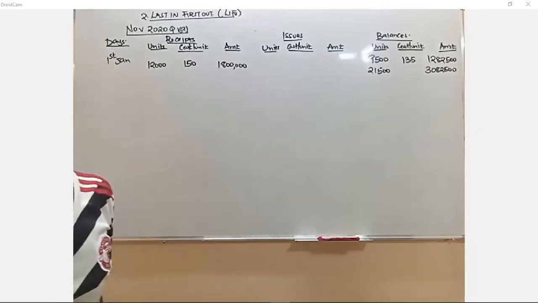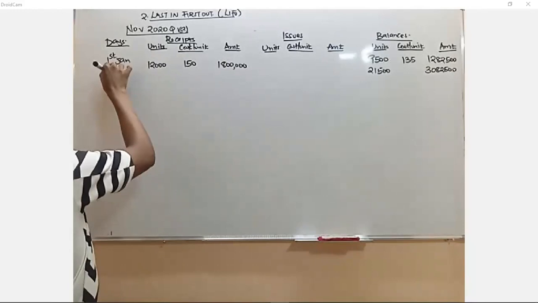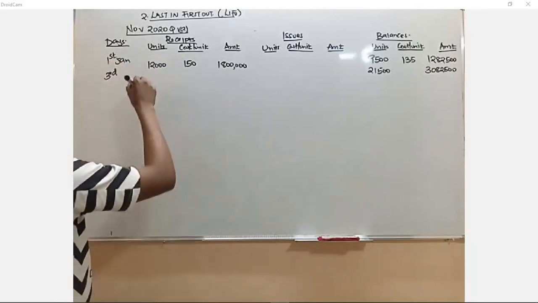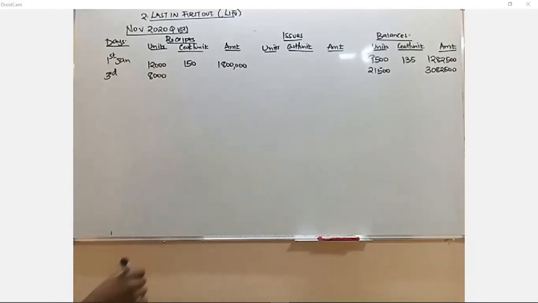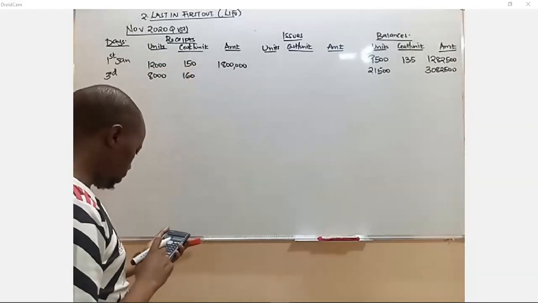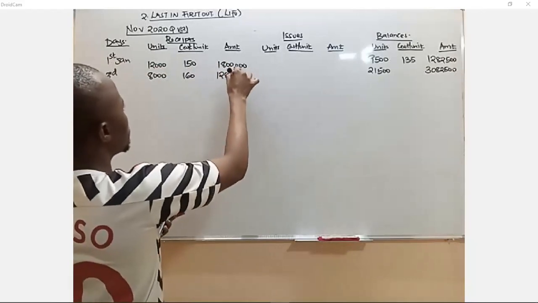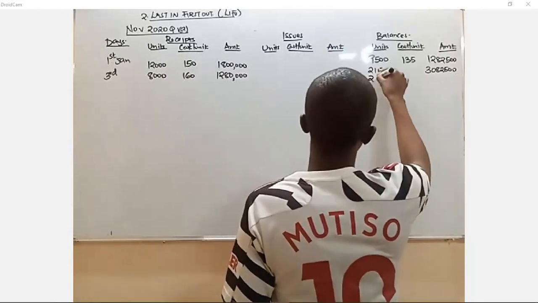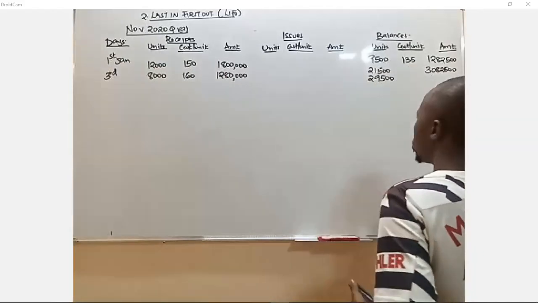I can see us on 3rd. On 3rd, right? What did we do on 3rd? We were also able to purchase. So how much did we purchase? We purchased 8,000 units, right? At how much? 160. So 8,000 by 160, getting 12,80,000. Take them to the store. We are going to be having 29,500. 29,500, right?